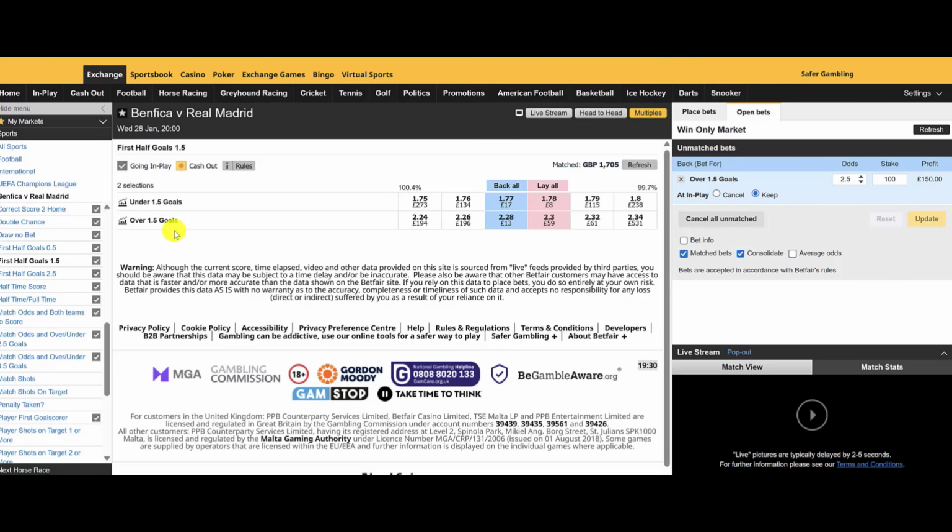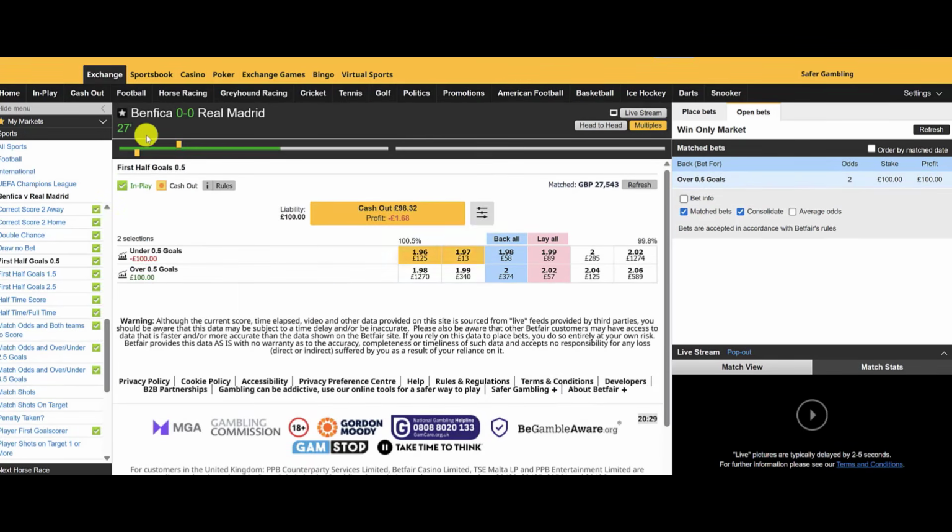But anyway, we're going to back over 1.5 goals. The idea is we trade out after the first goal. If there's no goals by 25 minutes, we go in on the over 0.5 goals as some sort of recovery. But anyway, we'll wait until we get there and then we'll get involved. We'll give you more updates in play.